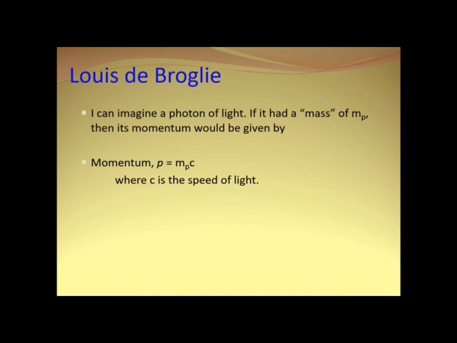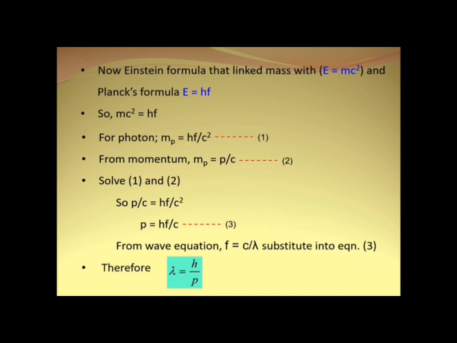So he imagined a photon of light. If it had a mass, then its momentum would be given by p equal to m_p multiplied by c, where c is the speed of light. Now, Einstein has a lovely formula that he discovered linking mass with energy, which is E equal to mc squared. And he also used Planck's formula, E equal to hf. So, Louis put them equal to each other. From the photon, we have m_p equal to hf over c squared.